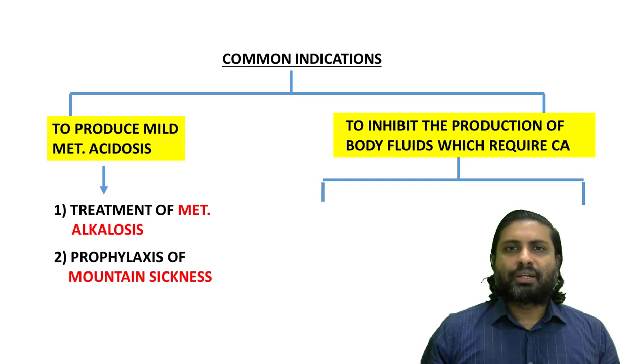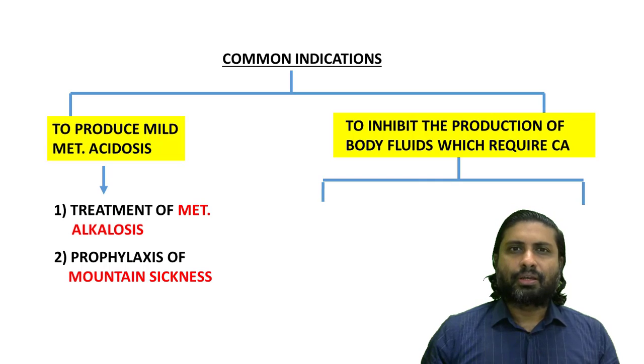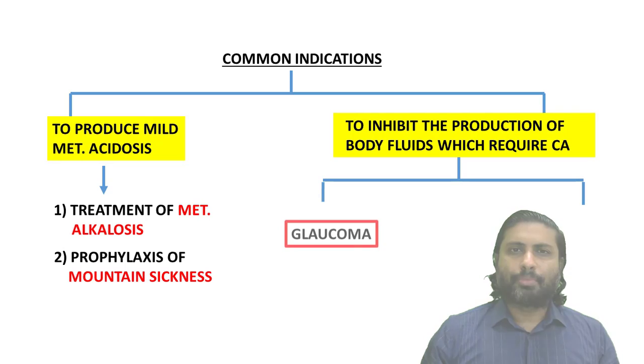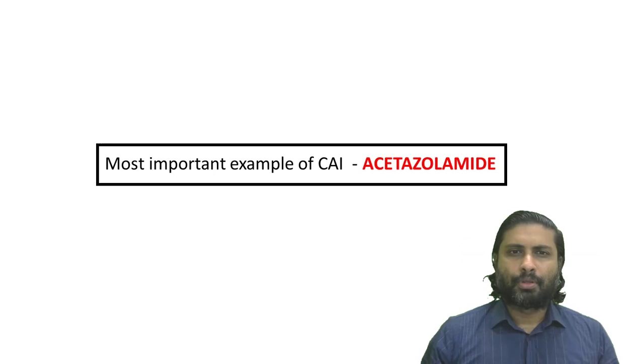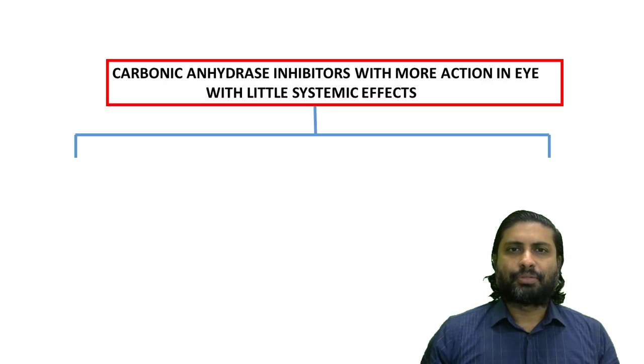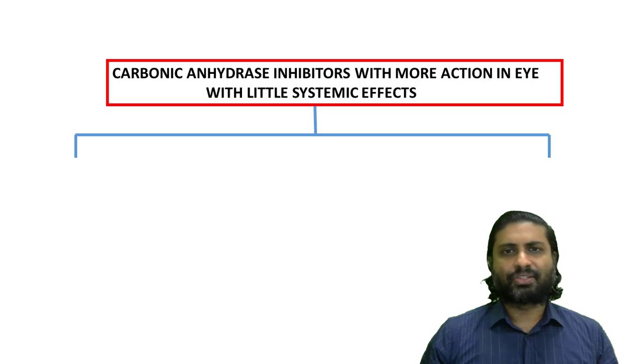Right. Since carbonic anhydrase is required in the production of body fluids such as aqueous humor and cerebrospinal fluid, it's logical to think that carbonic anhydrase inhibitors would find clinical utility in situations such as glaucoma and hydrocephalus. The most important example of a carbonic anhydrase inhibitor is acetazolamide, a systemically administered and systemically acting carbonic anhydrase inhibitor. However, there are other carbonic anhydrase inhibitors with more action in the eye with little systemic effects.